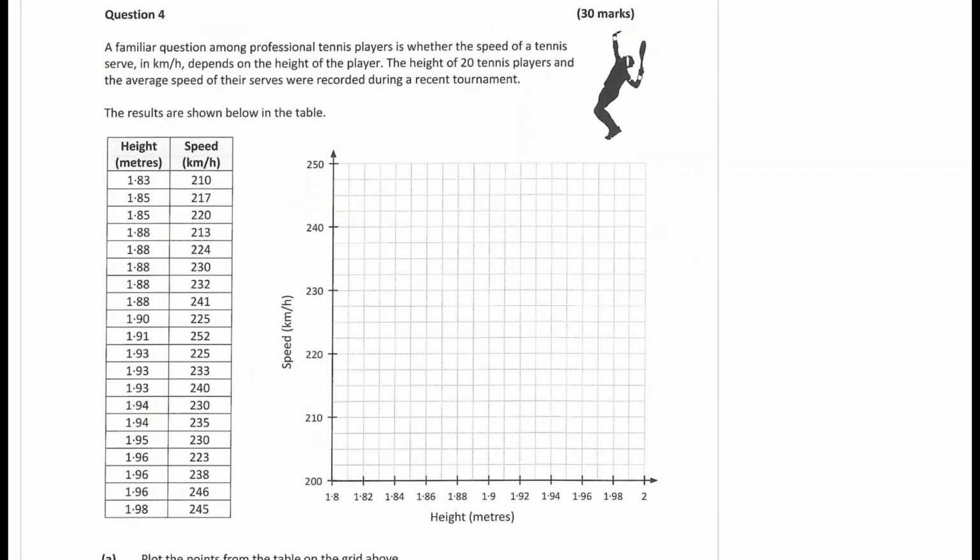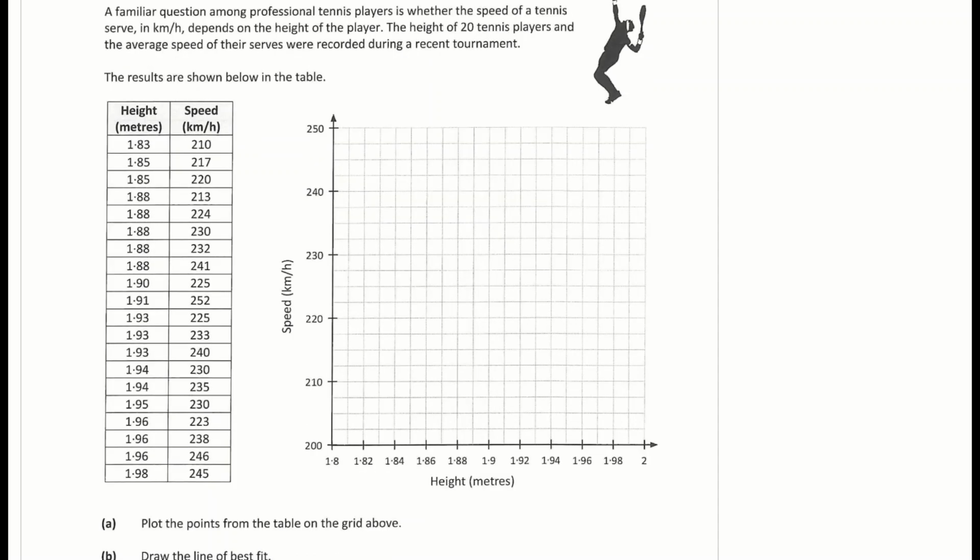Question 4. A familiar question among professional tennis players is whether the speed of a tennis serve in kilometers per hour depends on the height of the player. The height of 20 tennis players and the average speed of their serves were recorded during a recent tournament. The results are shown in the table below. Part A. Plot the points from the table on the grid above.